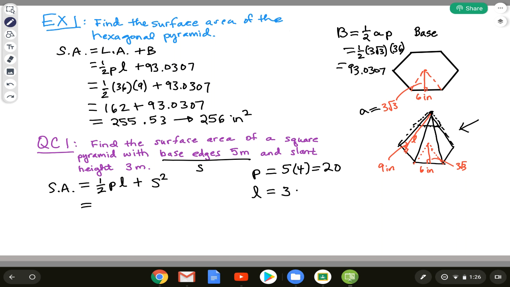So we should be able to plug everything in now. I have 1/2 times 20 times 3 for the slant height, plus the side squared, so 5 squared. That's going to give me 30 plus 25, which will be just 55. And this time the units are meters squared.